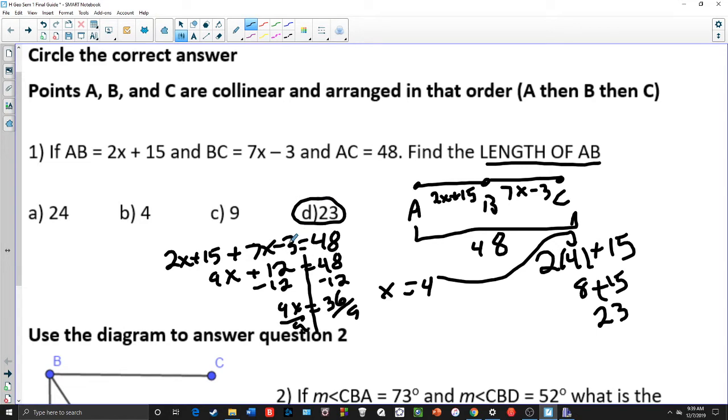23. So if they ask you for the length, don't forget to plug it in. If they just said find the value of x, then we could circle 4 and be done with it. But they wanted the length of AB, so we have to find the length of AB. So don't forget to plug it back in if they ask you for the length of a segment.